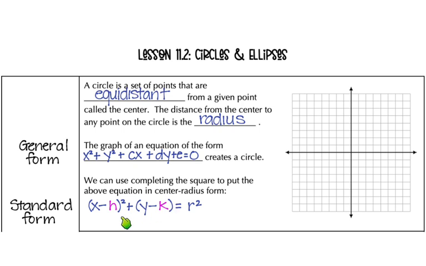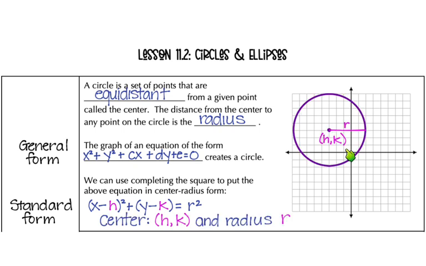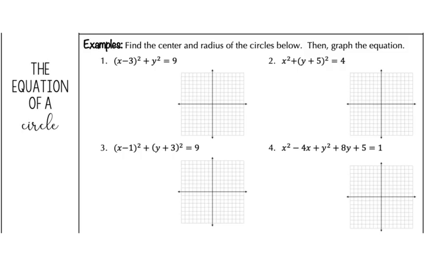From this graph, we find that the center is H, K, the radius is R, and we're able to put that into our graph. I just did a random circle here that has a center right here, what I'm calling H, K, and then some distance R, and all of those are the collection of infinitely many points that are R units from H, K. So we're going to do some examples here.